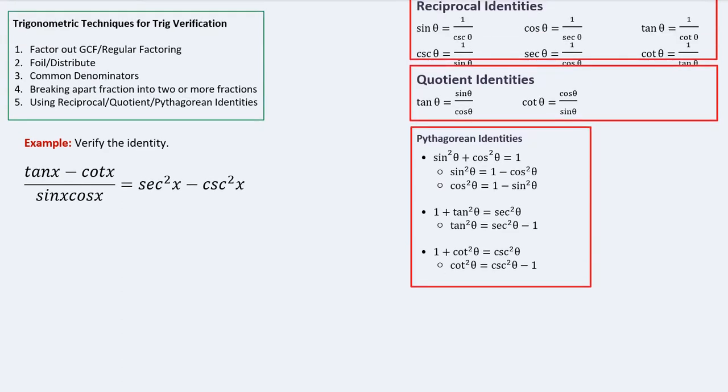All right, in my 4th example, here I have tangent minus cotangent all over sine cosine, and it's equal to secant squared minus cosecant squared. So what I could do here, since I have 2 things that are added or subtracted all over a denominator, I could break apart the fraction into 2 or more fractions. And then I could change that tangent to sine over cosine.